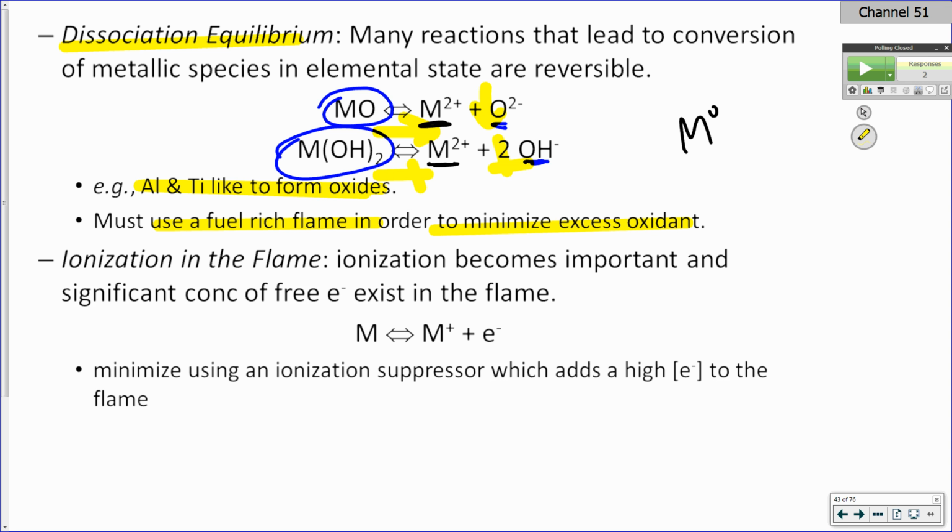Now, that's an advantage of the graphite furnace, because in the graphite furnace, you've got an inert atmosphere. You've got it in argon. There's no oxygen around, so you don't have that interference that you have in the flame.